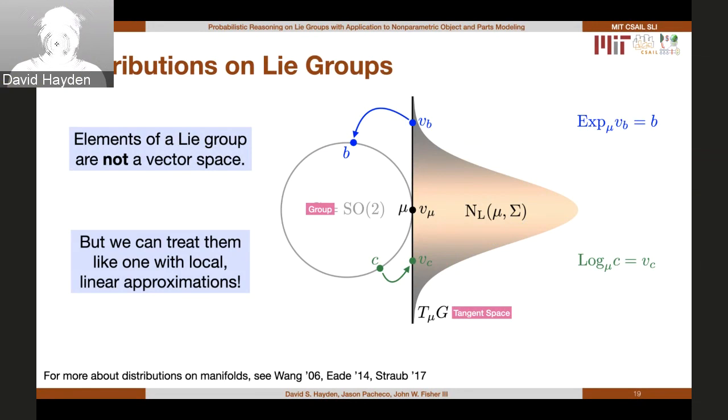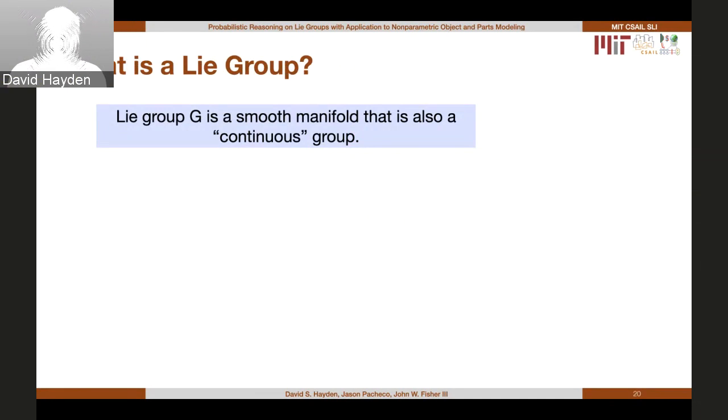So if you have this element mu on the circle, which is the space of 2D rotations, then you can talk about mapping to and from a local linear approximation of that element mu using the blue exponential map with the blue arrow that goes from the tangent space to the group, to the manifold, and then the logarithmic map in green that goes from the group back to the tangent space or the local linear approximation. So what is a Lie group? Well, it's just a smooth manifold that is also a continuous group, and continuous here just means it has some set of real parameters that describe its configuration space.